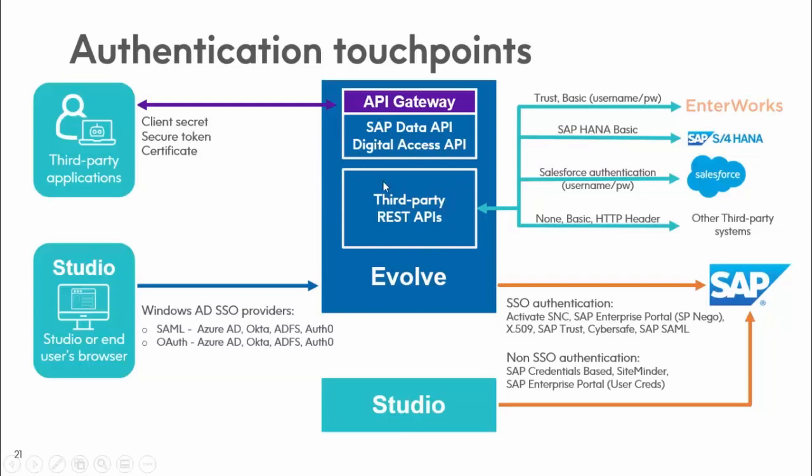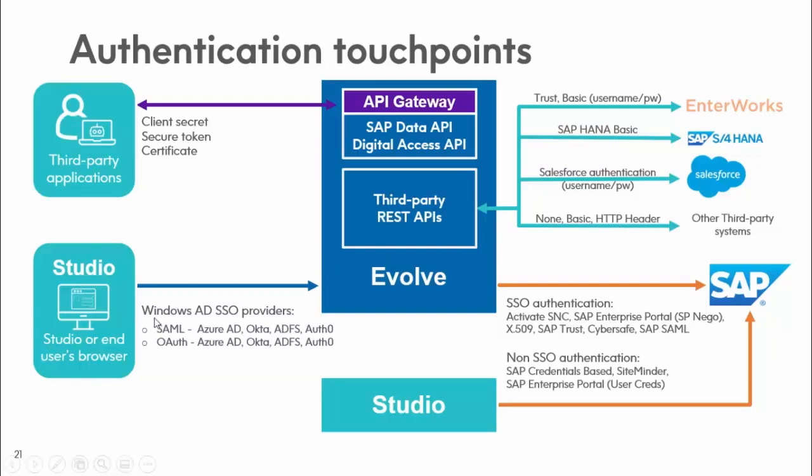Now, from within Evolve, an Evolve solution, you can call the third-party APIs or the REST APIs. So for Interworks, we have Trustr Basic. For S/4HANA, we have SAP HANA Basic. Salesforce, we're leveraging their authentication method. And everybody else, it would either be none, basic, or HTTP header, which will allow you any number of key value pairs to enable you to authenticate.